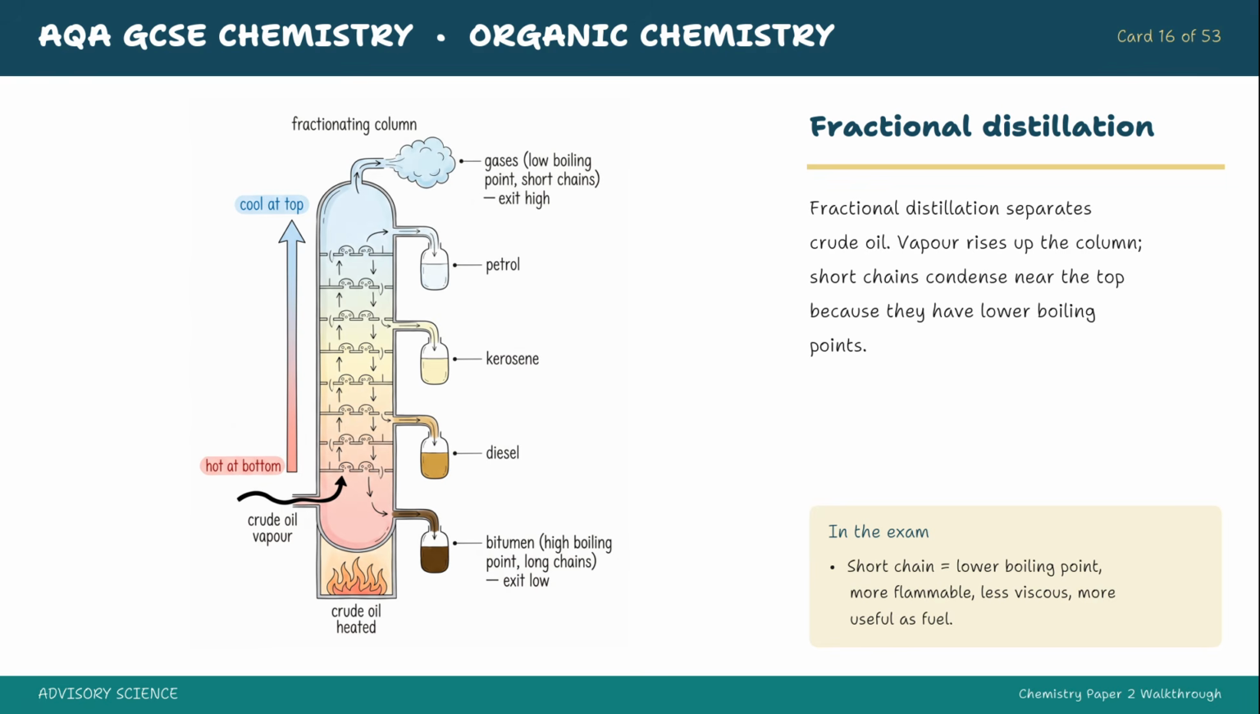Each collected part is called a fraction, and each fraction contains molecules with a similar number of carbon atoms. In the exam, the key idea is that hydrocarbons are separated by their boiling points, and boiling point depends on the length of the carbon chain. Useful fractions include petrol, kerosene for jet fuel, diesel, and bitumen for road surfaces.